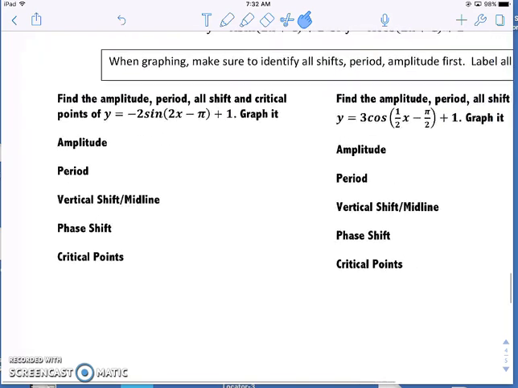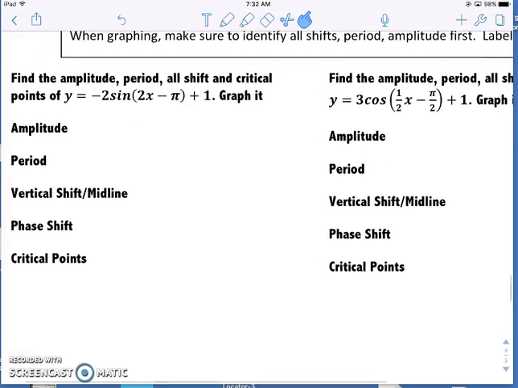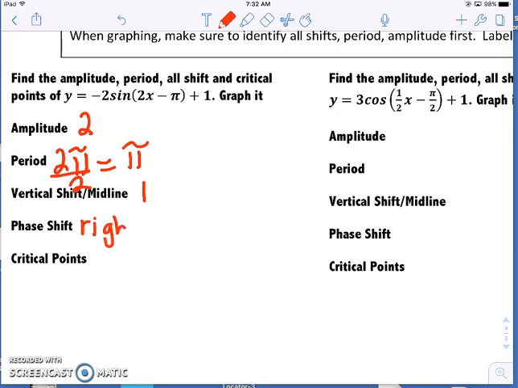So the last two we're going to look at are putting everything together. So our amplitude is 2. Our period, 2 pi over 2, which is pi. Our midline, our vertical shift is 1. Phase shift would be to the right pi over 2. And those critical points, pi times 1/4, is every pi over 4.